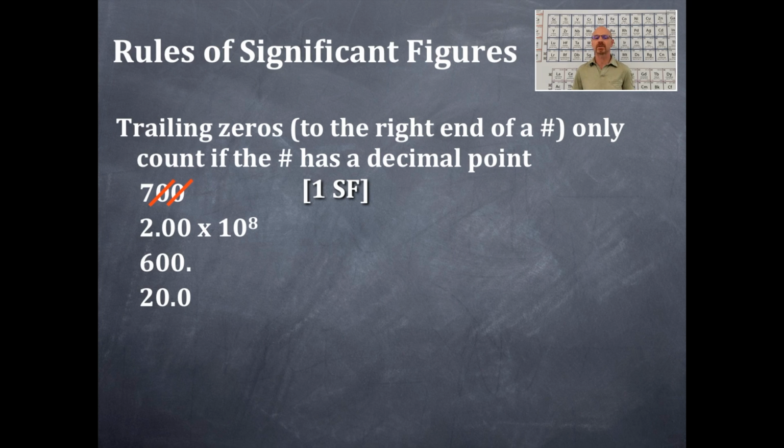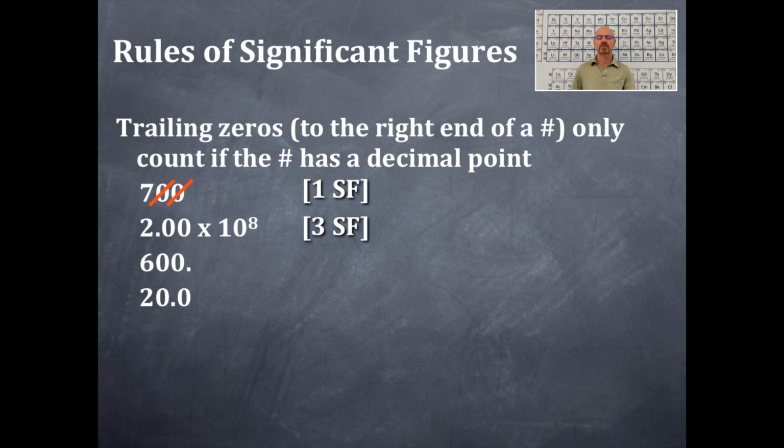The next number is in exponential or scientific notation. That is 2.00 times 10 to the 8. The times 10 to the 8 is just a bunch of placeholders for the zeros, so it does not matter. But you have a 2 point, that's a decimal, 0, 0. The 2 counts because it's a non-zero integer, and the 2 zeros count because they are trailing a non-zero integer. So there are 3 significant figures in that number.